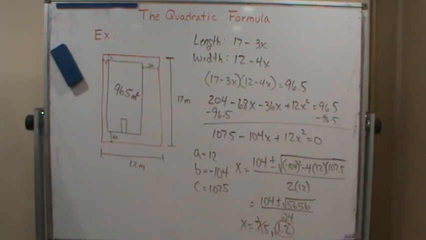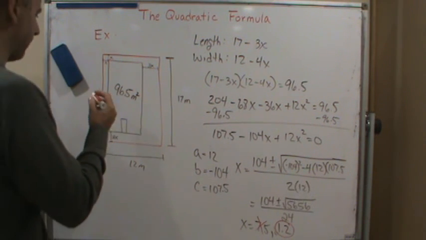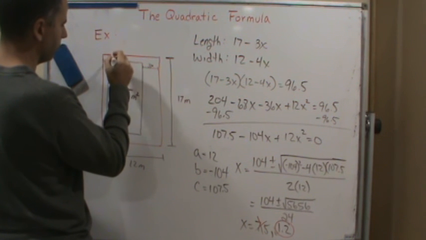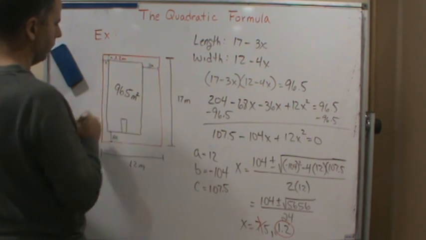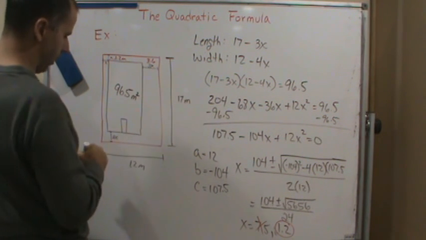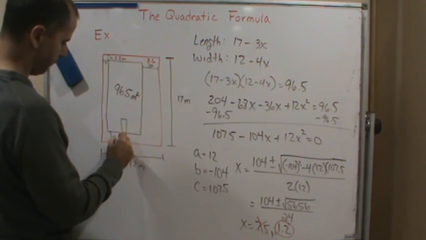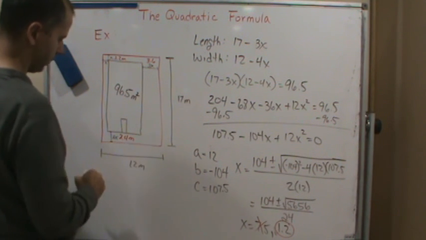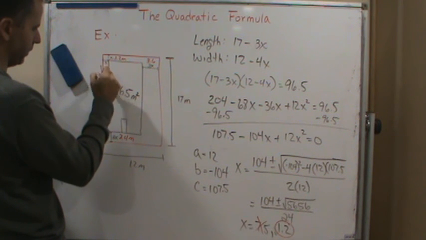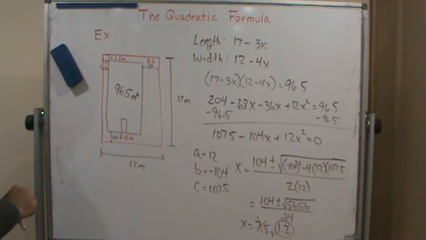Okay, so x equals 1.2 meters. So that means we know the dimensions. So this will be 1.2 meters. This is going to be 3.6 meters across. This is going to be 2.4 meters across. And of course, this will be 1.2 meters. Okay, and we found all the dimensions.